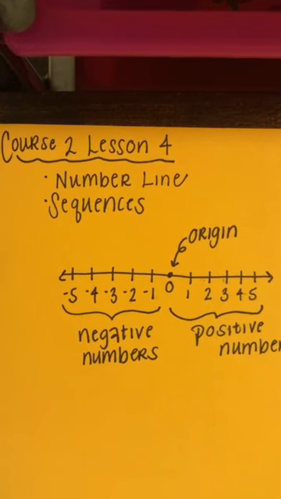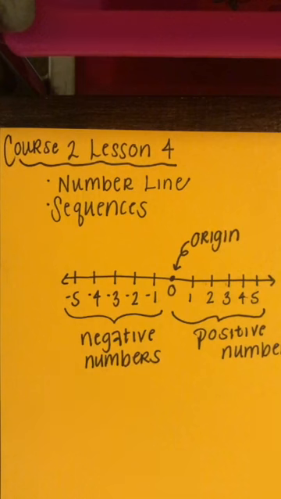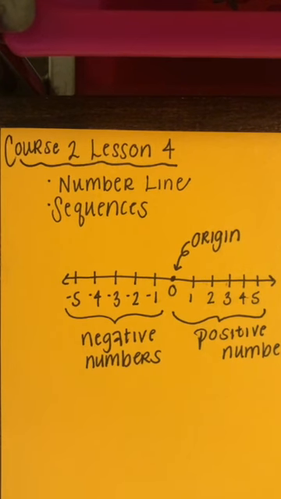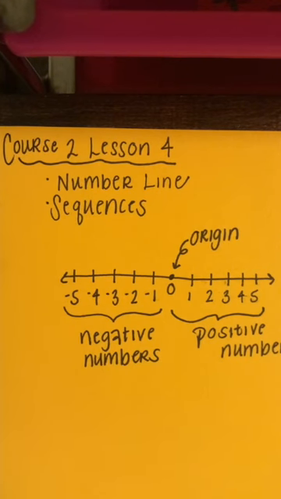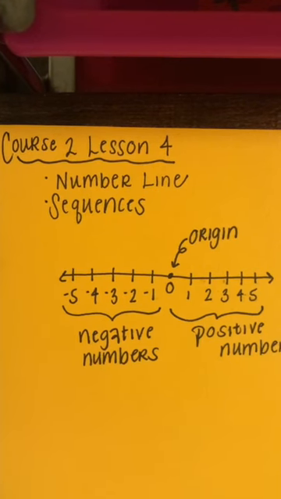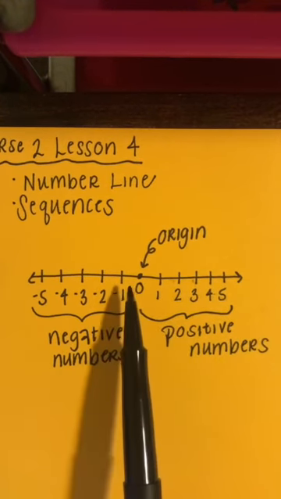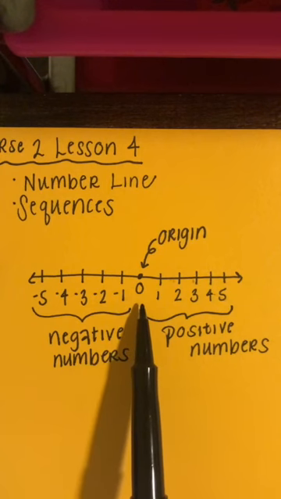Course 2, Lesson 4 is going to focus on number lines and sequences. So a number line can be used to help us arrange numbers in order. Each number corresponds to a unique point on the number line. The 0 point of a number line is called the origin. So as you can see here, the 0 point is the origin.